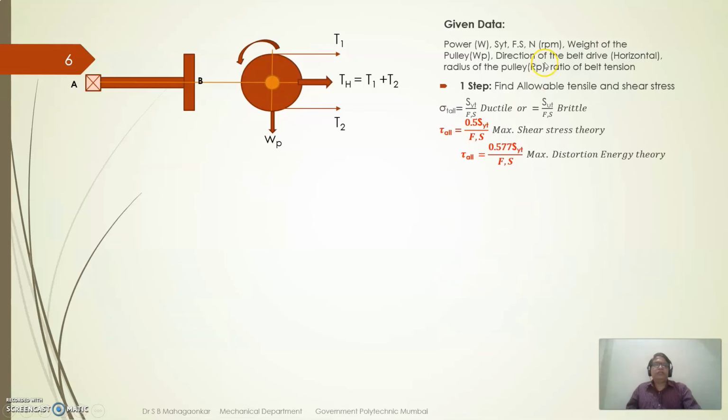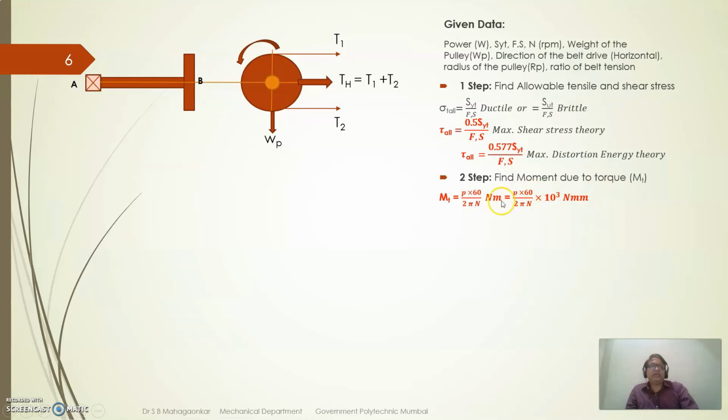Now the first step is to find the allowable tensile stress and shear stress. Sigma allowable tensile, brittle material is generally not given, so hence allowable is 0.5 Syt upon factor of safety. This is with the distortion energy theory. This is the first step.